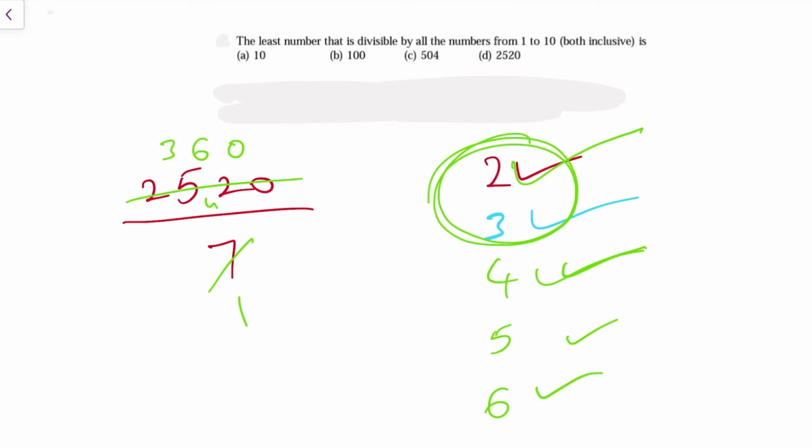So the number is 2520. This is the first method. We checked each and every option. Then what is the another method? That is finding the LCM. Just from 1 to 10, take all the numbers and find out the LCM of those numbers. Then you will get the same 2520 only.